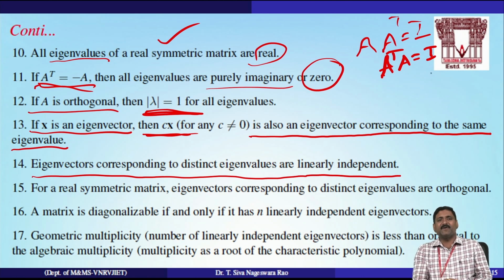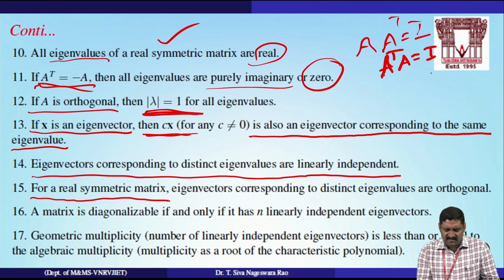Now what is this property? If eigenvalues are distinct, the corresponding eigenvectors are linearly independent. Obviously the determinant of such a matrix, which contains columns as eigenvectors of the distinct eigenvalues, is not equal to 0. Then it shows the eigenvectors are independent.